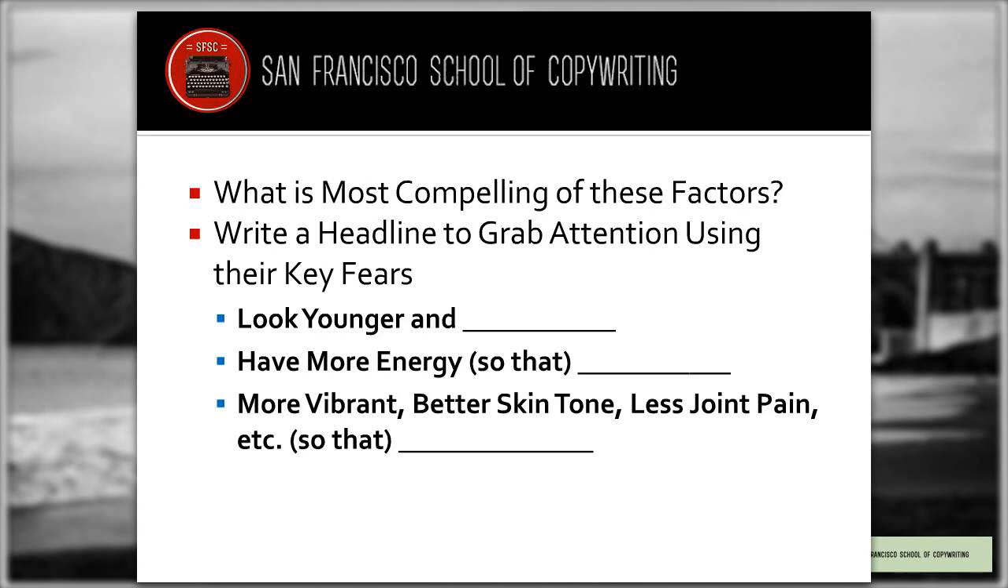So back to the headline here, and here are just some examples you can use to fill in if you take on the anti-aging assignment this week as opposed to something else. Look younger and what? Have more energy so that. Have more vibrant, better skin tone, less joint pain, etc., so that.